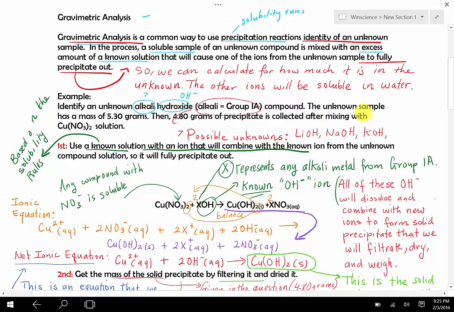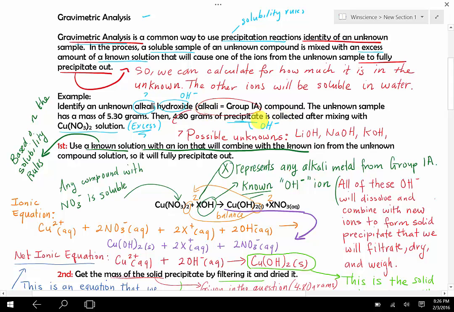So the unknown sample has a mass of 5.30 grams, and then 4.80 grams of precipitate is collected after mixing with this solution. We have to assume that this solution has an excess amount of this. That means it has a lot of it. We don't really care because our goal is to collect the precipitate that's being formed. And of course, this precipitate is going to include the OH-, combining with some other ions to produce a solid. Now we mentioned before that it is an alkali group.